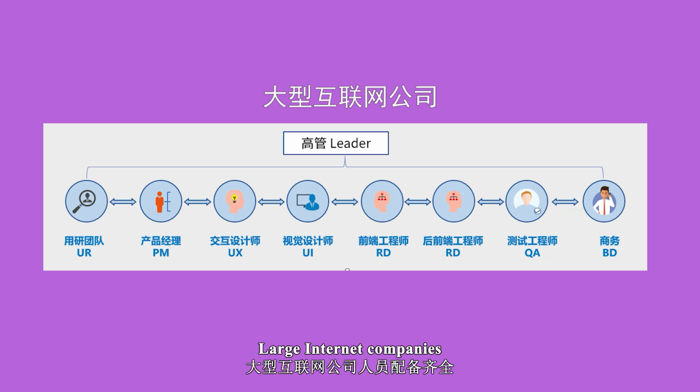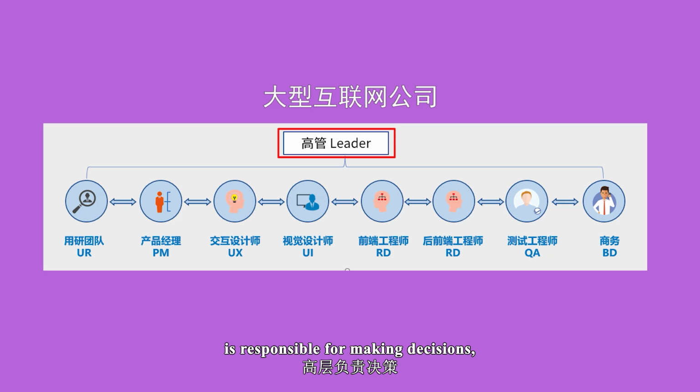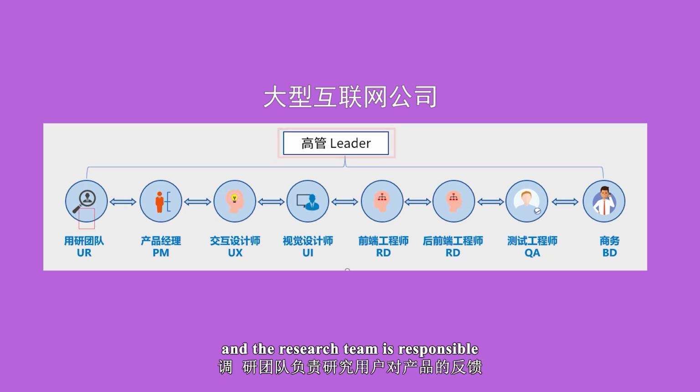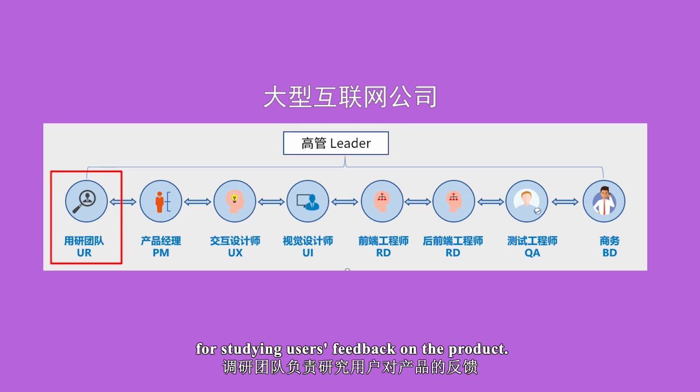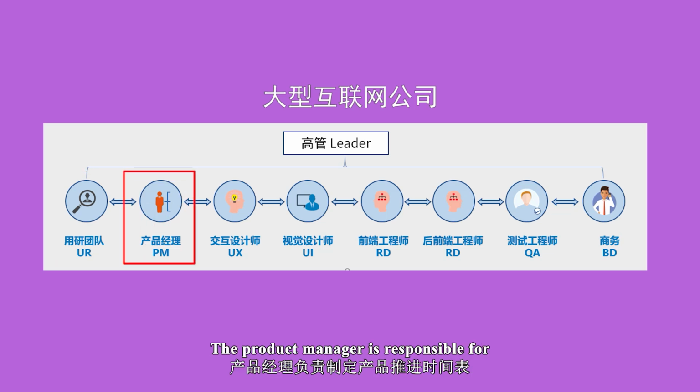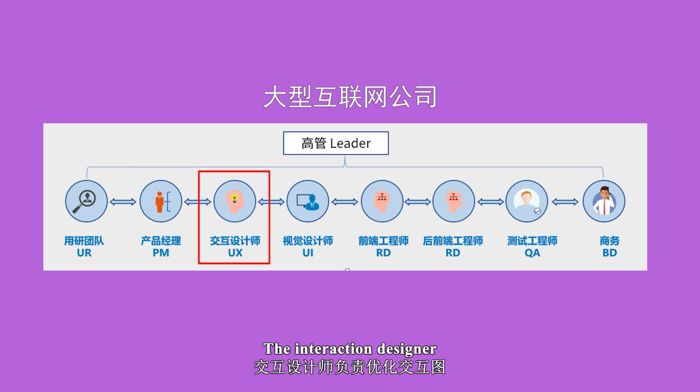figure. Large internet companies have a complete staff allocation. The senior management is responsible for making decisions, and the research team is responsible for studying users' feedback on the product. The product manager is responsible for formulating the product promotion schedule. The interaction designer is responsible for optimizing the interaction diagram.